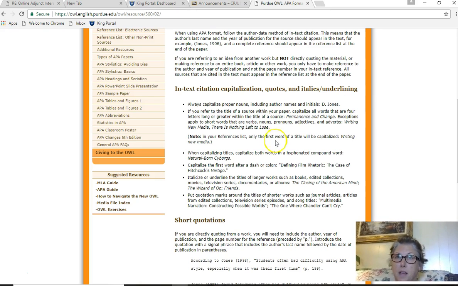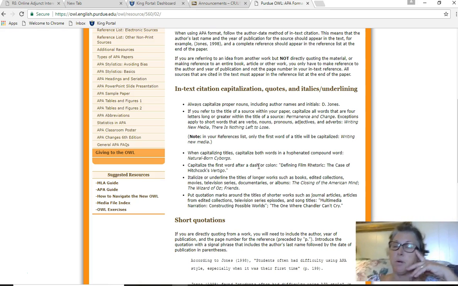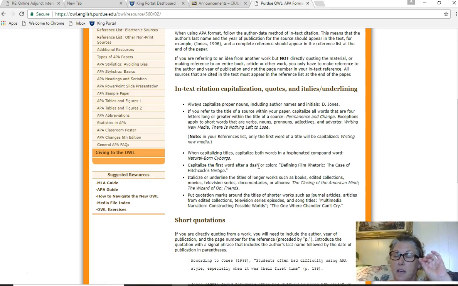And it's the same thing if you read something in a research article and you get an idea, maybe they have done research on restorative justice for juveniles in elementary school, and you say, you know what, I'm going to do that for my paper. You still need to cite them within your reference section, because that's an idea that you got from them.